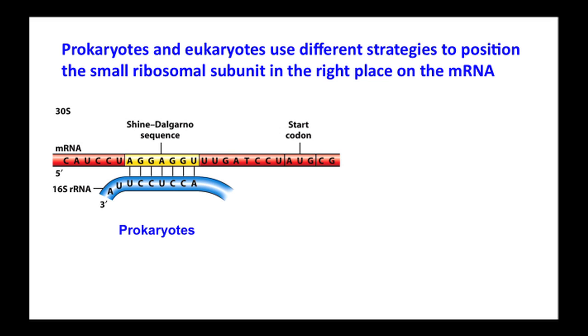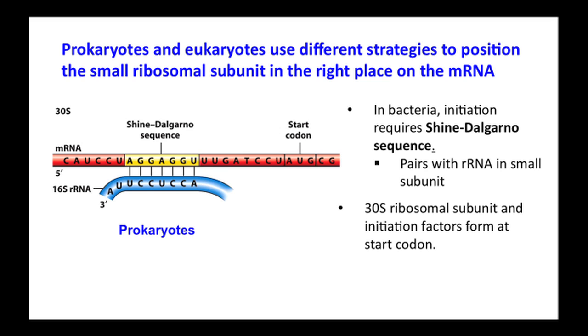In prokaryotes, that is really what this Shine-Dalgarno sequence is for. It is going to directly interact with the ribosomal RNA in the small subunit of the ribosome, binds by complementary base pairing. Again, it's anti-parallel, and that binding helps position that small subunit of the ribosome in the right place to start translation at that start codon AUG. Once that pairing takes place, that 30S ribosomal subunit and their associated initiation factors and that initiator tRNA will be positioned and form over that start codon.